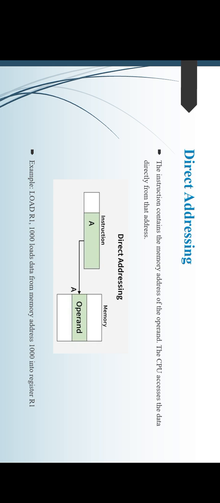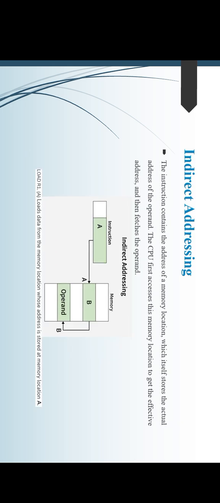Direct addressing is an addressing mode where the memory address of the operand is directly given in the instruction. For example, LOAD R1, 1000: here LOAD is the opcode, R1 is the destination register, and 1000 is the memory address containing the operand. So the CPU goes directly to the memory location to get the data. The instruction contains the actual memory address of the operand, so the address is given directly. This is called direct addressing.